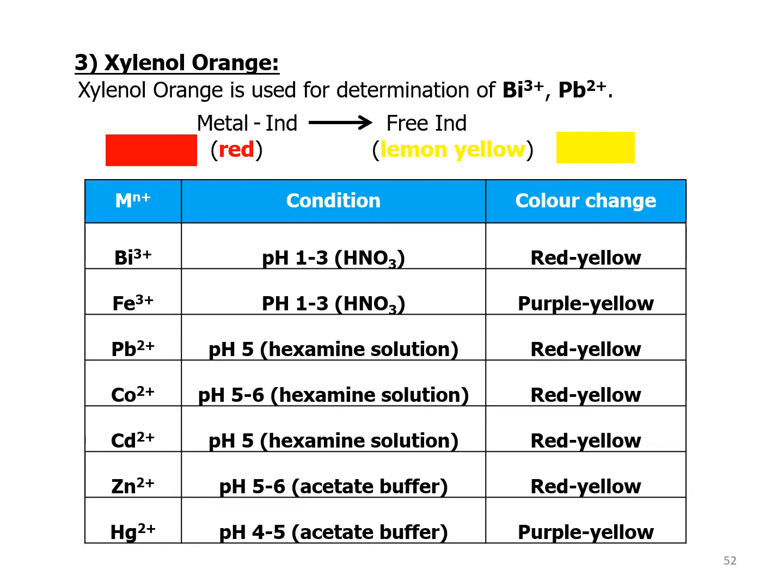This table shows the metals that could be analyzed using xylenol orange and the conditions it is used in, which usually is the pH range, for example pH 1 to 3 using nitric acid, or pH 5 to 6 using hexamine solution, or pH 4 to 5 using acetate buffer. The change of color is usually from red to yellow, with some exceptions from purple to yellow, such as ferric and mercury.